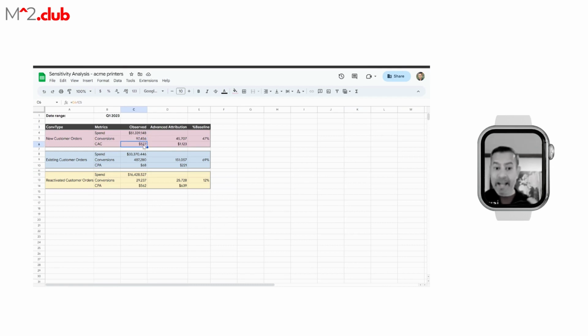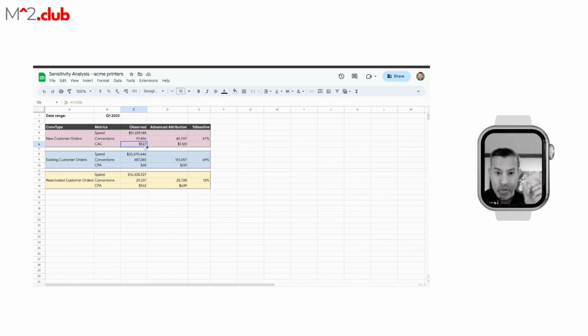What is the CAC that you observed? CAC is a number that everybody understands, customer acquisition cost, which is total customer acquisition spend divided by total new customers acquired. It represents CAC. So this is a number that your CFO, your board, your CEO, everybody kind of has intimate knowledge of, and they're watching this number like a hawk.